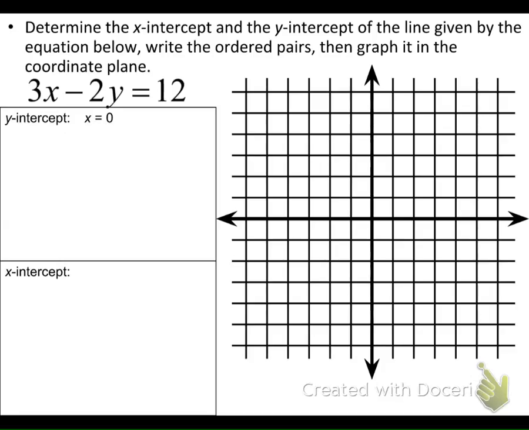Okay, so let's move on to what we took notes on over Monday and Tuesday. Determine the x-intercept and the y-intercept of the line given by the equation below. Write the ordered pairs, then graph it in the coordinate plane.